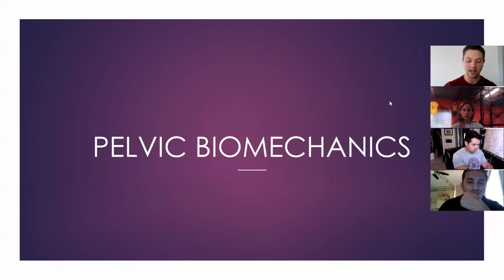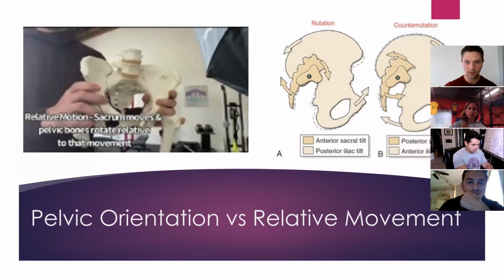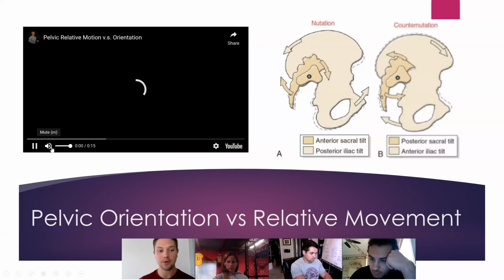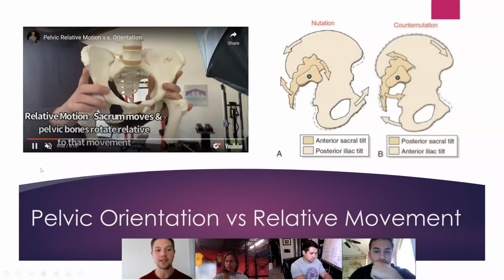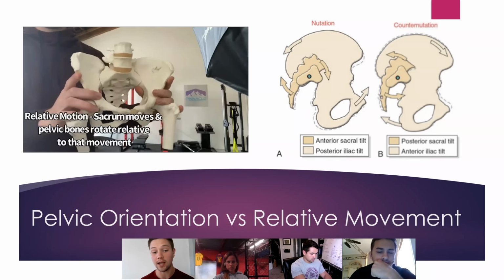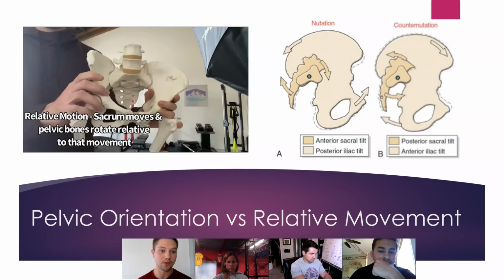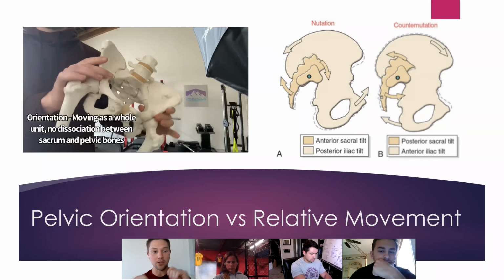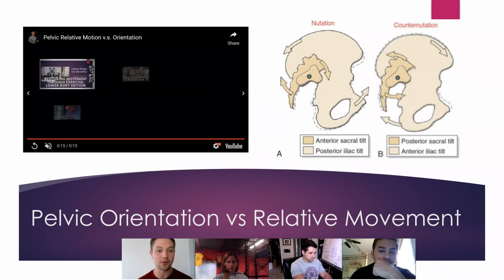Okay, now let's get into what everyone's been waiting for. So we have 2 types of pelvic movement. Now, I know this image on the right can look a little bit confusing, but it's very important to establish the difference between these 2 types of motion, which are orientation and relative motion. I have a video of this right here, but I'm going to show you. Relative motion means these segments are moving relative to one another. So if this middle sacrum bone moves, then you're probably going to see some movement of those outside innominate or pelvic bones. Orientation just means that the whole thing is moving as one unit.